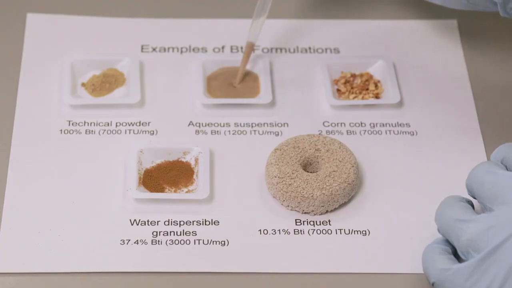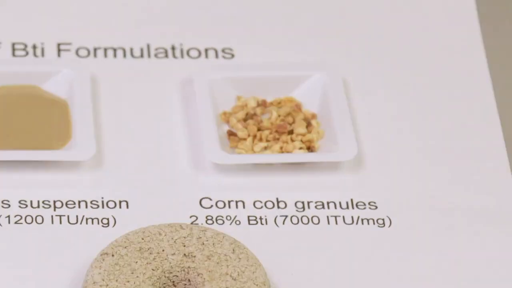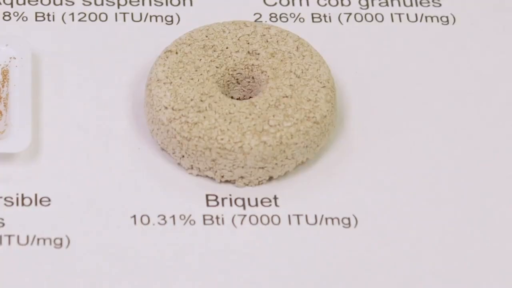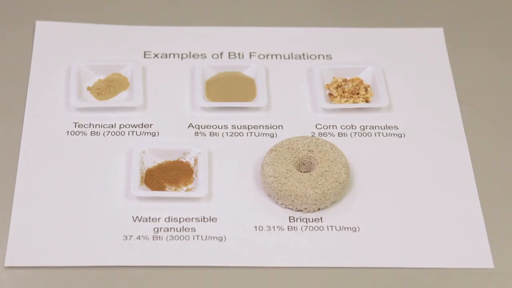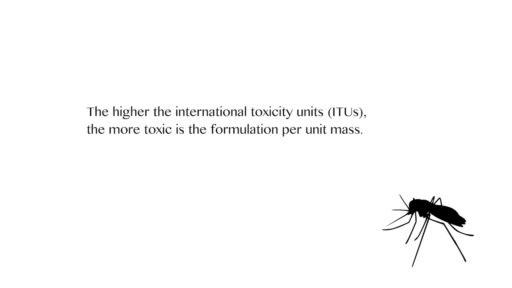Commercial formulations come in a variety of forms: liquids and different types of granules and briquettes. The commercial formulations differ in their toxicities. The International Toxicity Units, or ITUs, indicate the toxicity of the formulation to mosquito larvae. The higher the International Toxicity Units, the more toxic is the formulation per unit mass. It is important to know the ITU of the formulation that is undergoing bioassay.